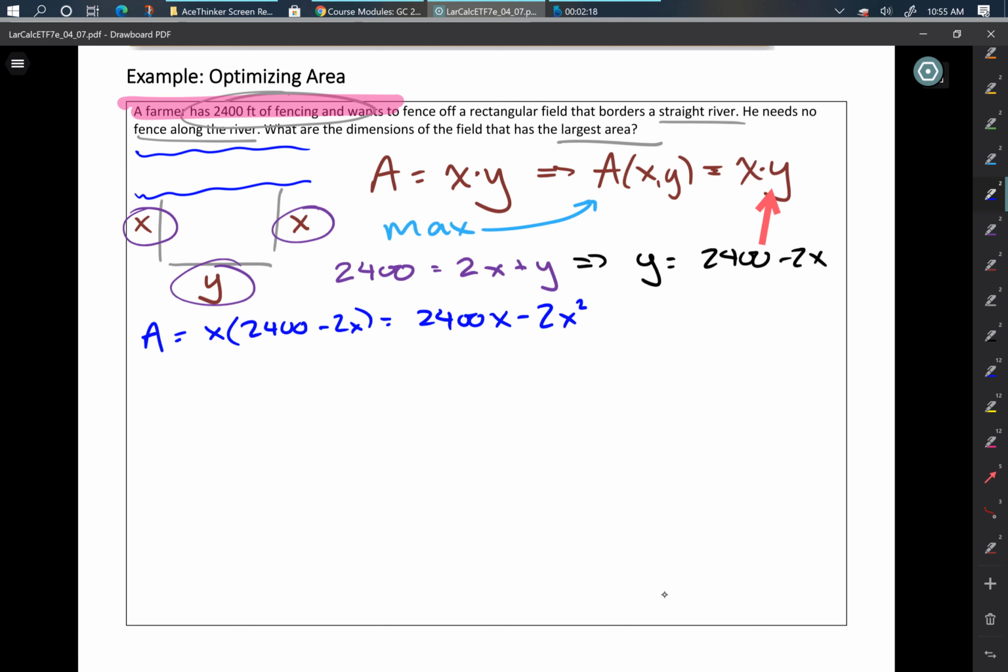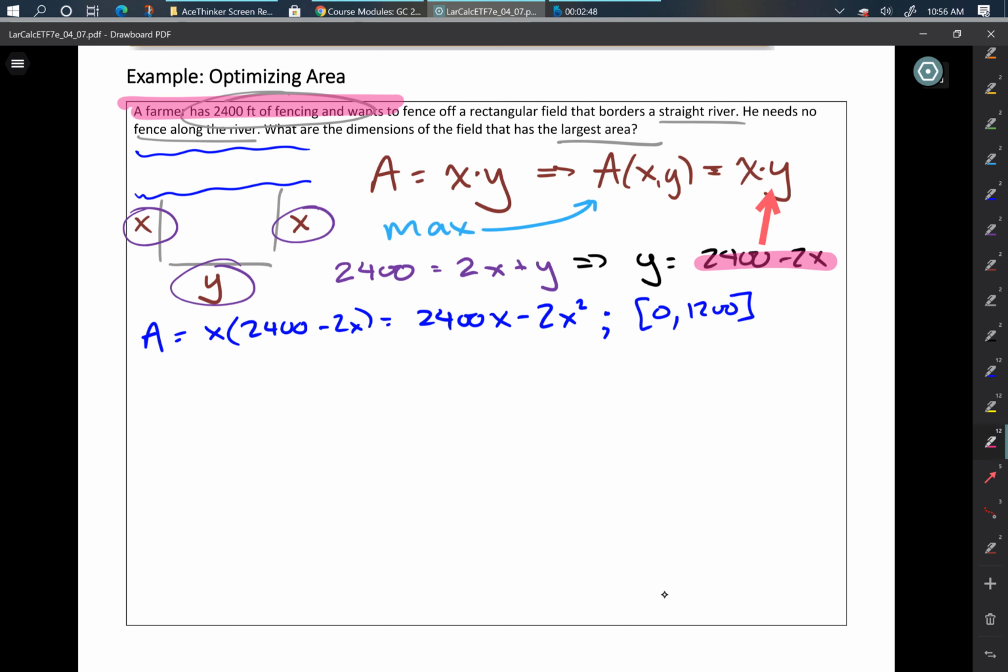Okay? Now, it would make sense to say this. It would also make sense to say that our numbers need to be between 0 and 1,200. 0 because negative numbers don't make sense for x because we can't have negative length. And where did 1,200 come from? Well, it came from right here. Because if x gets bigger than 1,200, what happens to y? Y goes negative. So I know that the only place that I'm looking for answers is on the interval 0 to 1,200.